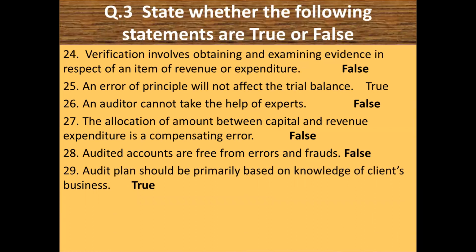The audit plan should be primarily based on knowledge of client business. True one. Next, 30 number, permanent audit file includes trust deed. It is a true one because permanent audit files include the documents which are with the auditor from the time of his appointment itself. So basic documents like trust deed or memorandum of association, articles of association, or the organization charts, all these are of permanent nature, the documents never change in the lifetime of the company. Those are included in permanent audit file. So this statement is true one.